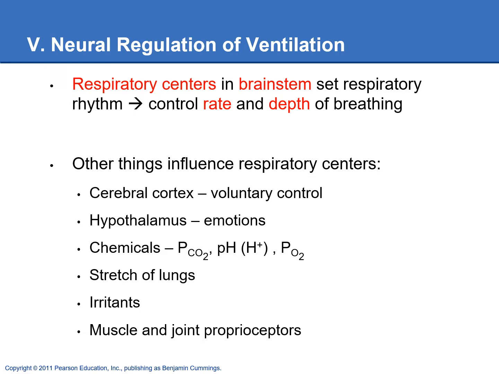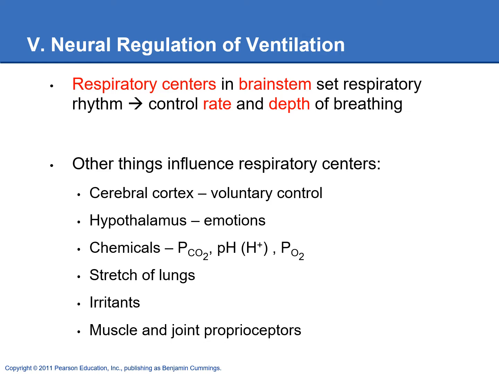There are a few chemicals that also influence the respiratory centers in the brainstem. We'll look at the partial pressure of carbon dioxide, pH, and the partial pressure of oxygen. The stretch of the lungs doesn't come into play very often, but if you take too big of a breath, there are some stretch receptors in the lungs that will tell the brainstem that, hey, you're breathing too deeply.